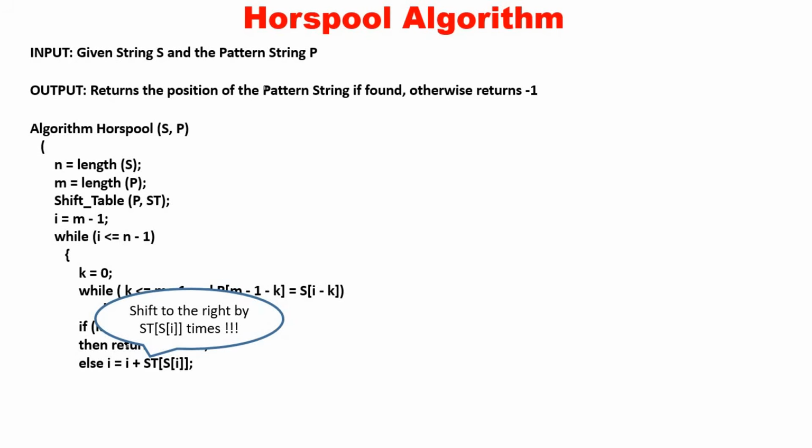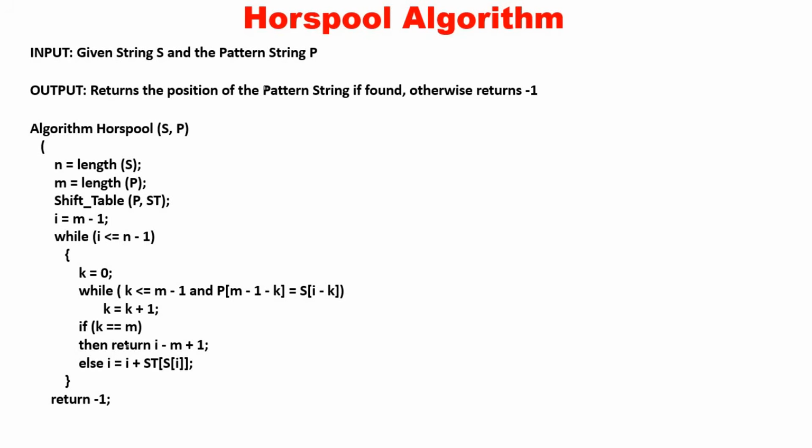Very important. This is where our shift table comes into the picture. Shift to the right by ST of S[I] times. Yes, we have to shift to the right by ST of S[I] times. Very good. Suppose if I becomes greater than N minus 1, then the pattern is not found in the string, therefore return minus 1. That's all the algorithm.